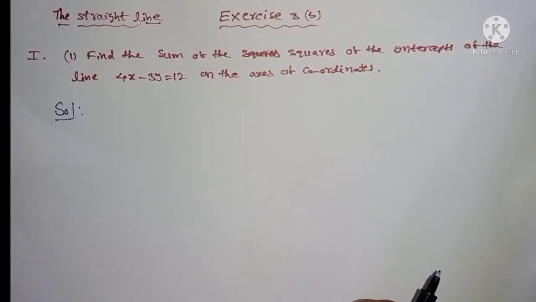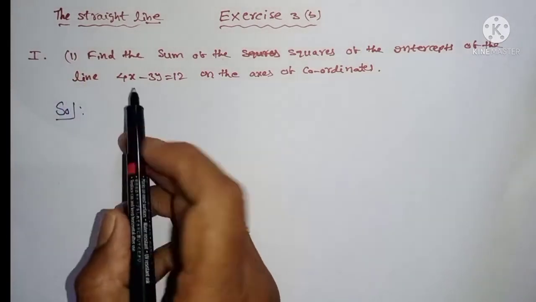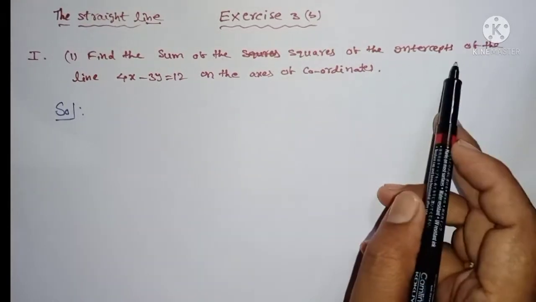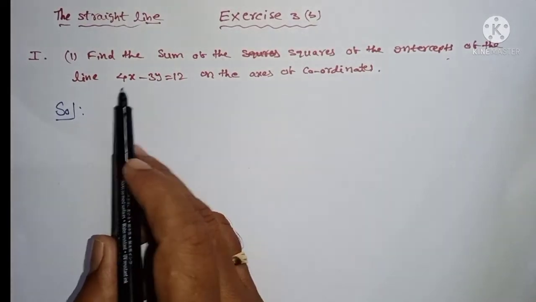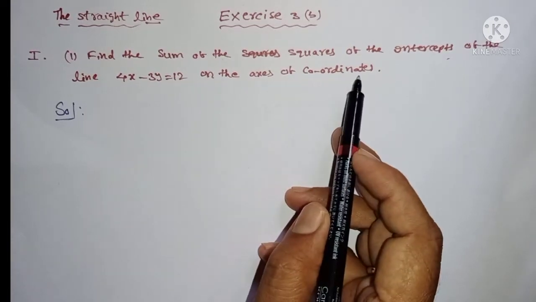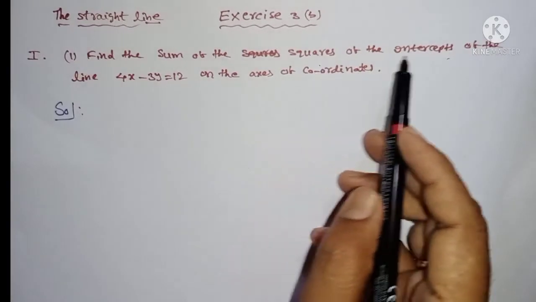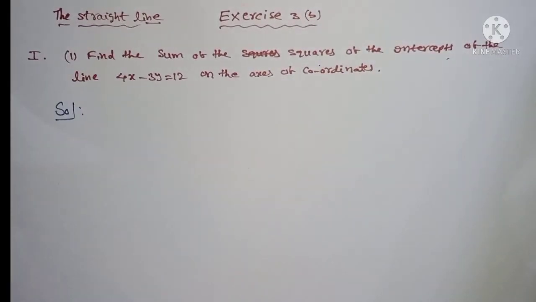Hello students, continuation of the straight line exercise 3b. In the first Roman, the first problem is to find the sum of the squares of the intercepts of the line 4x minus 3y is equal to 12 on the axes of coordinates. It is the sum of the squares of the intercepts, therefore you can convert to intercept form. The equation given is 4x minus 3y is equal to 12.